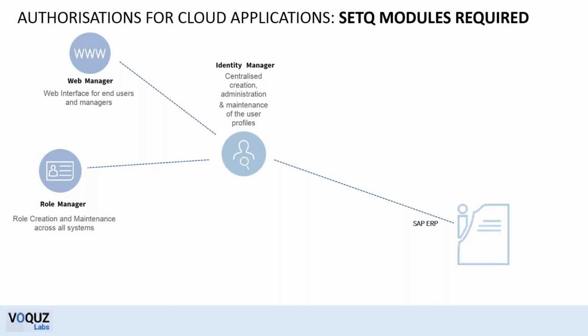We have the role manager to manage all the role creation and maintenance across all of the systems. So when you think about a cloud solution, we need to make sure that first of all, the user has the right role. We may also need to create a separate role in the cloud solution and then link them back to the identity manager.